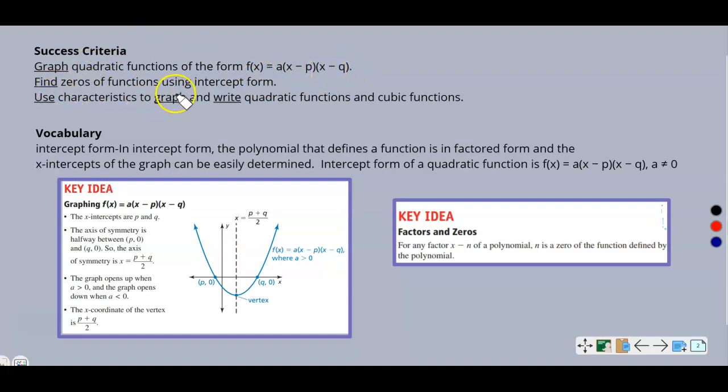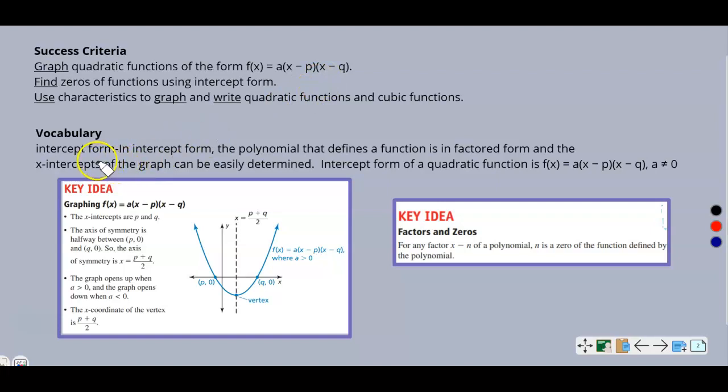All right, so find the zeros of functions using intercept form. Use characteristics to graph and write quadratic functions and cubic functions. I will say they call it intercept form because your factors will create your x-intercepts. So I guess that's why they call it intercept form.